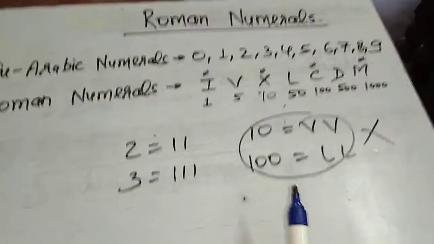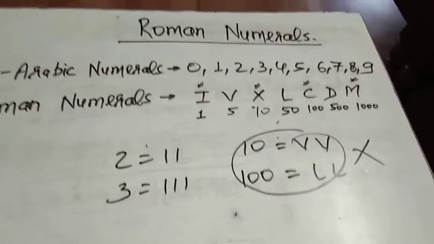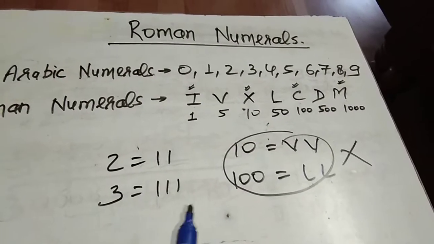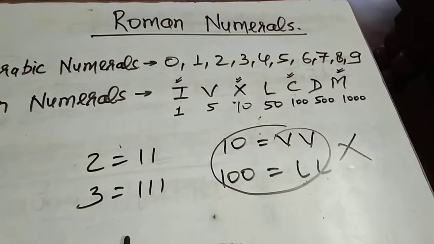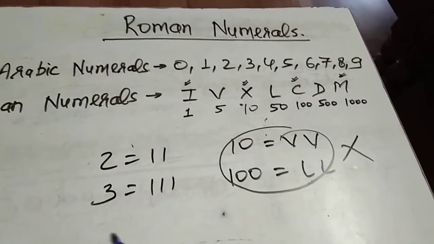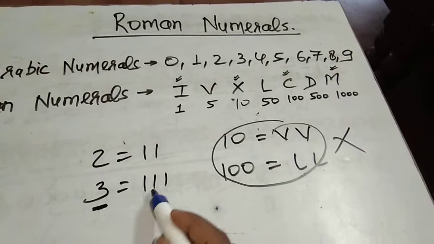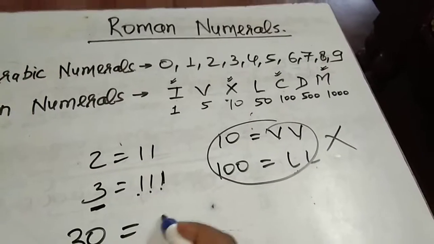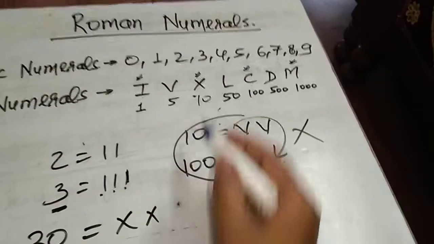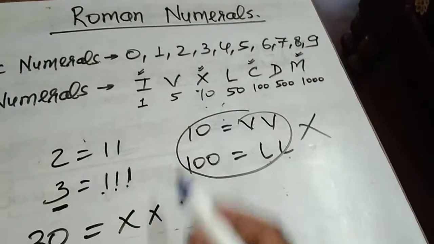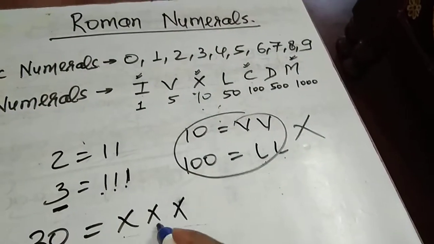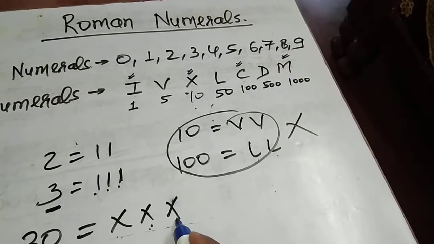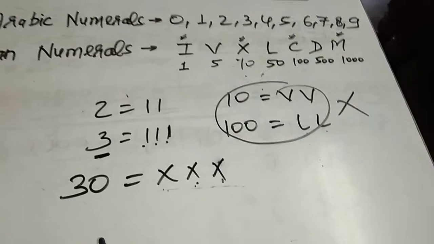Now the second rule is, how many times can we repeat? We can repeat any symbol a maximum of 3 times. Suppose we have to write 3, we repeat I 3 times. To write 30, we can repeat X because the value of X is 10. So we can write X 3 times, X, X, X. It will become 30: 10 plus 10 plus 10.